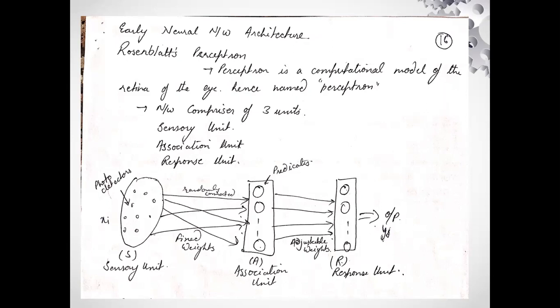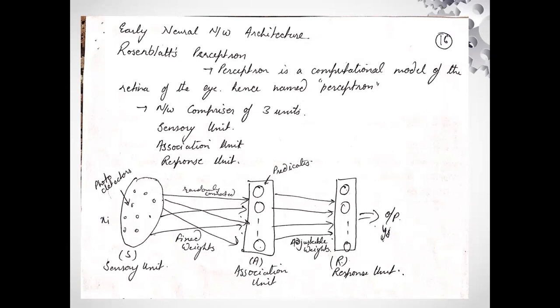Now, what is the association unit? This unit comprises predicates. That is, the output of the S unit for a specific feature of the image. That means the output we get is specific to the image, or we can say it is specific to the problem we are solving. Now, what is the R unit? The R unit is the unit in which we have pattern recognizers, in which the perceptrons are defined.